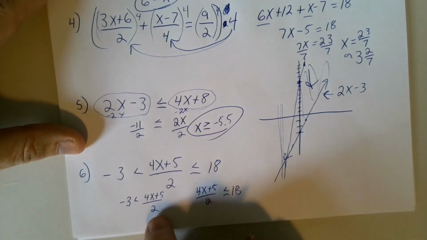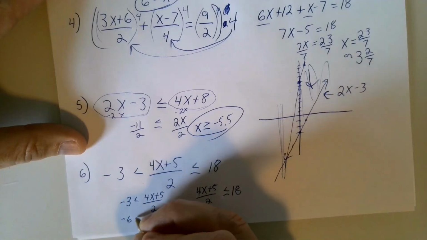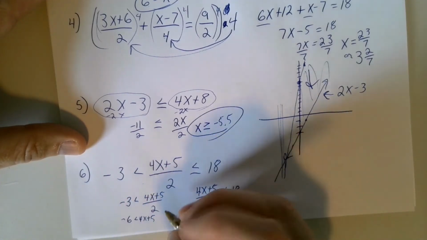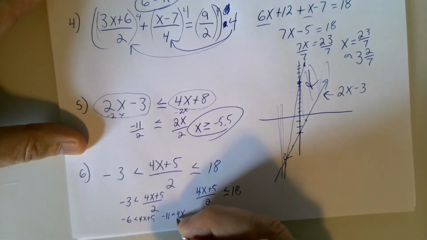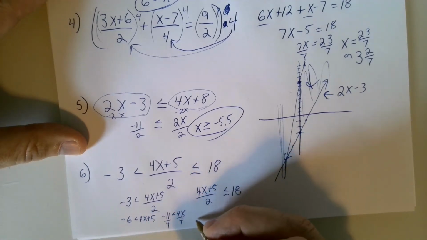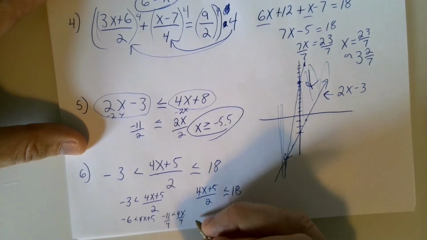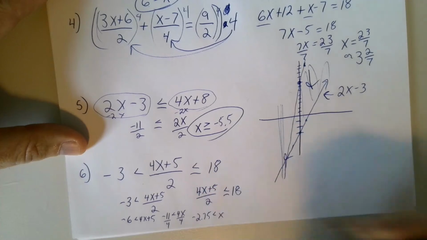So here, I multiply by 2 and I get negative 6 is less than 4x plus 5. I subtract 5 from the other side and I get negative 11 is less than 4x. And then I divide by 4 and divide by 4. And technically I get, what does that go in? 2.75 times? Negative 2.75 is less than x.